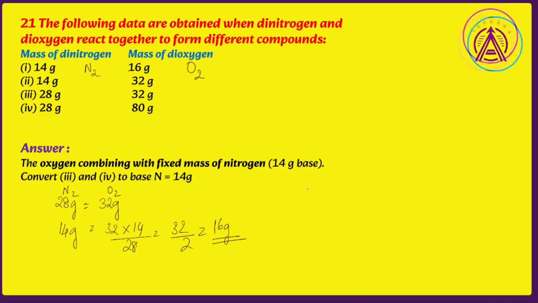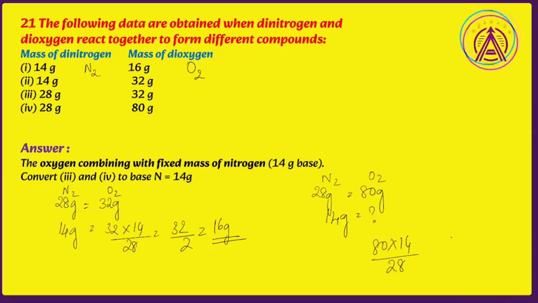Okay. Question number 2, fourth one. If I have 28 grams of nitrogen reacting with 80 grams of oxygen, how much will 14 grams of dinitrogen react with? Again, it's the same thing. 80 into 14 by 28, which gives us nothing but 40 grams. So very straightforward question. You don't have to break your head. They give you a lot of data to make you feel it's a difficult question. Try to understand the questions. They are very straightforward in your competitive exams.